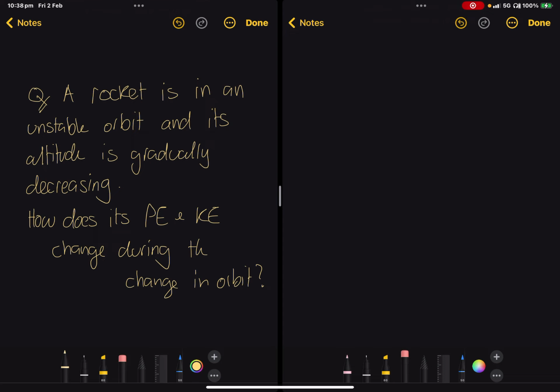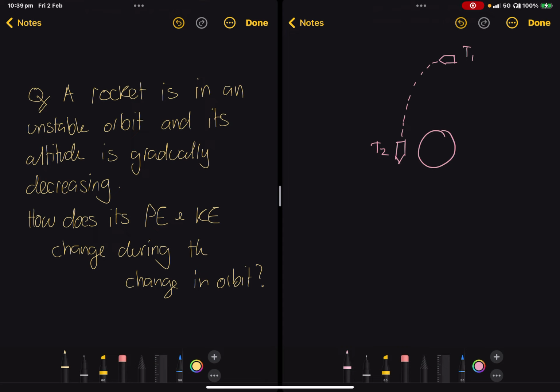Okay, so let's draw a picture here. We have some mass about which the rocket orbits. It's at this altitude here, and then at some point later it's at this altitude here. So its altitude is getting lower. It starts very high and gets lower. Let's just think about these two cases in particular. Let's call this T1 and we'll call this T2.